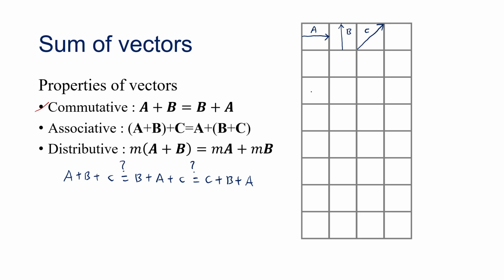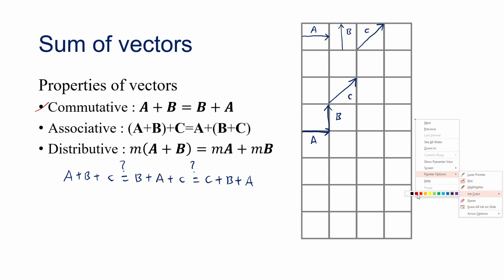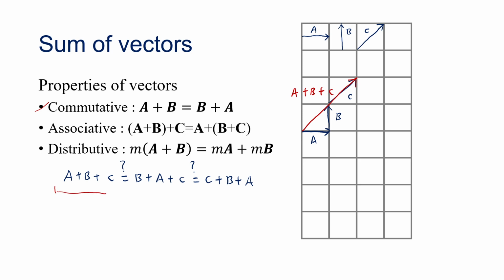Now, let's try. We start with the vector A, something like this, and plus B. This is the vector A. Now plus B, we draw a vector B, and we draw vector C. Now the resulting vector will look something like this. This red one is A plus B plus C. We already have the first case. Let's try out the second one.